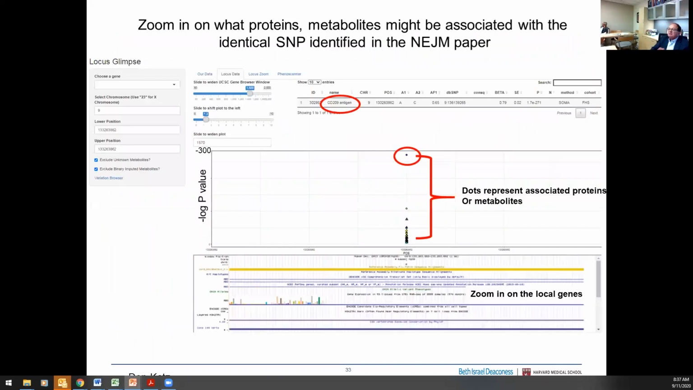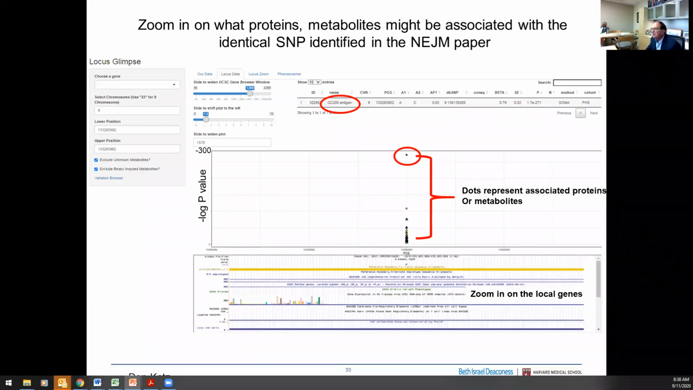So this is a software piece that Dan has adapted. This is Dan Cass's work, really nice, where we can zoom in on what proteins or metabolites or any other factor that we measured might be associated with it. In this case, we're focusing on the identical SNP that was identified in the New England Journal paper. On the bottom is the zoom in on the local genes and some details about the local genes, and that's available information. But on the top, we've now integrated our own data set, and those dots are associated proteins, okay?